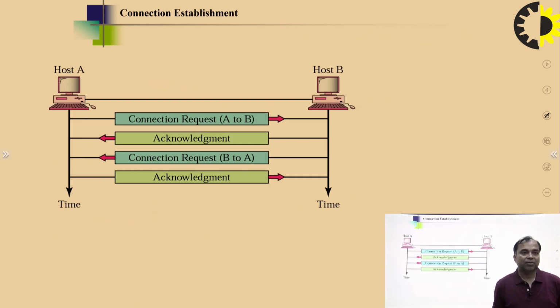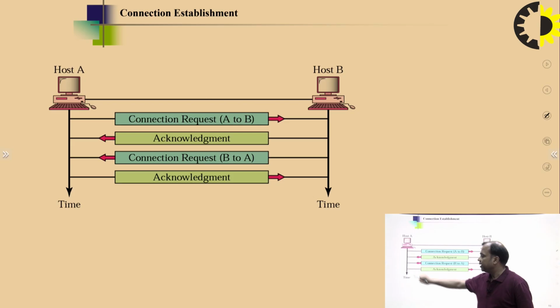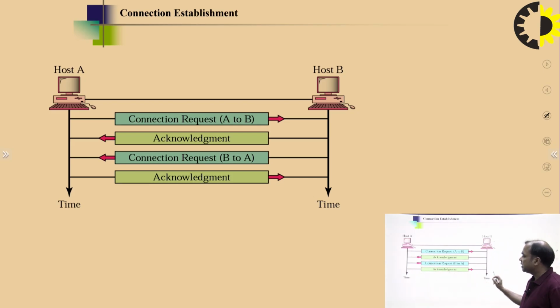Connection establishment: how is a connection established between two hosts? Host A sends a connection request to host B. When host B receives this request, it sends an acknowledgement to host A that the connection is received and it can connect. Then host B also sends a connection request to A, and host A sends an acknowledgement, yes, you can connect. This is how a connection is established in TCP, the Transmission Control Protocol.